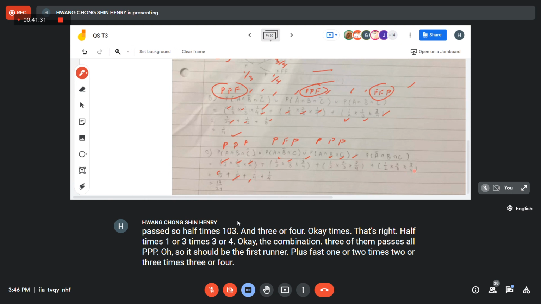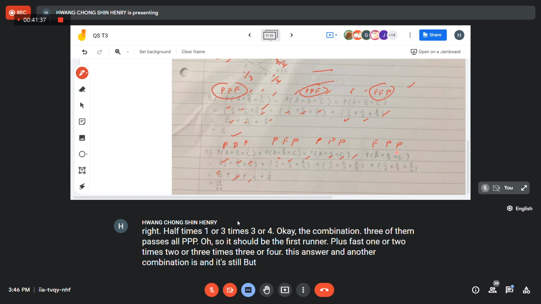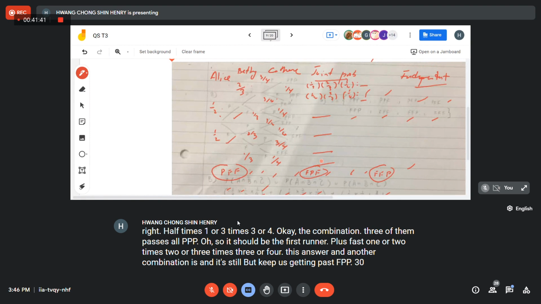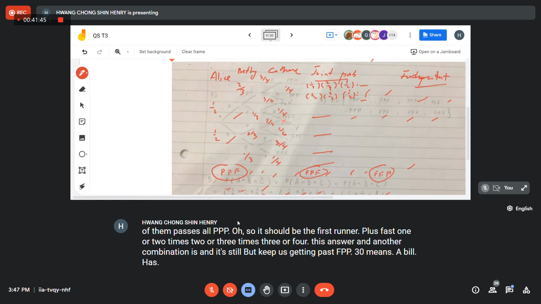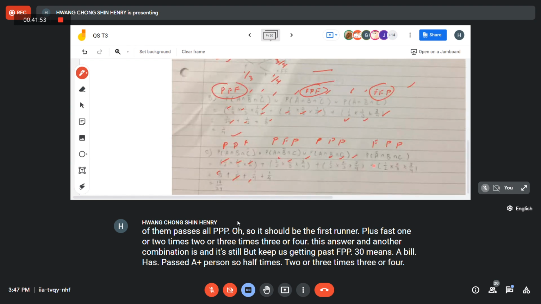And another combination is Alice fail, Betty pass, Catherine pass. FPP means fail, pass, pass. So half times 2/3 times 3/4. Add it up. This is the answer.